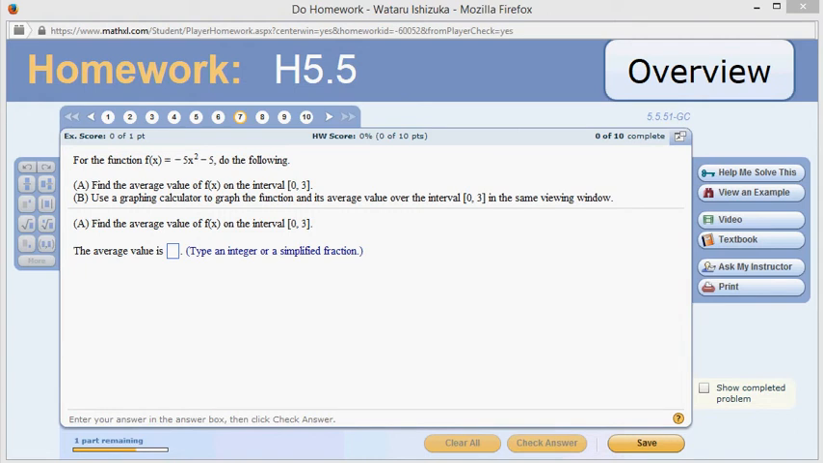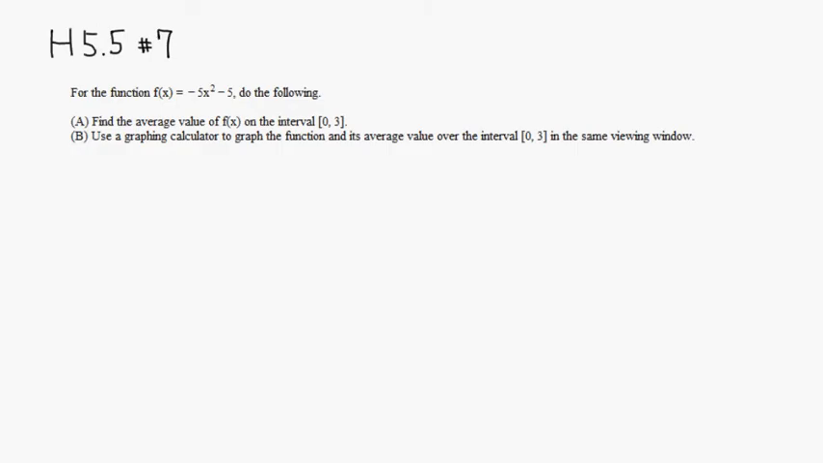Alright, let's look at homework 5.5, problem number 7. We want to find the average value of this given function over the interval from 0 to 3. Let's do that. First we need to find the integral.